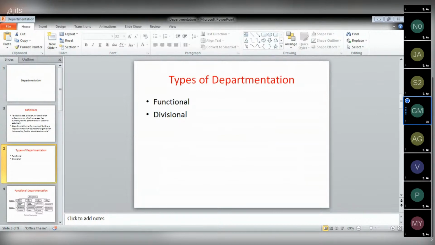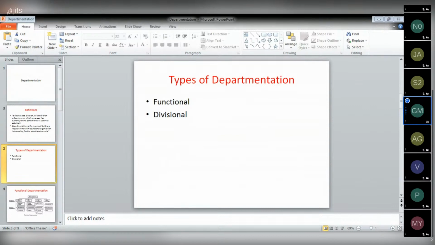So what's happening here, see, in the functional, why am I saying that these are the broad areas? I don't mean that only two types of departmentation are there. We are categorizing them into two broad forms. One is functional departmentation and another one is divisional departmentation.